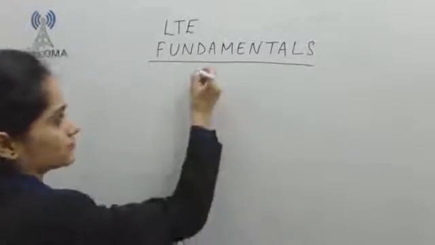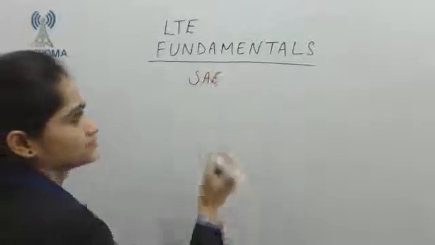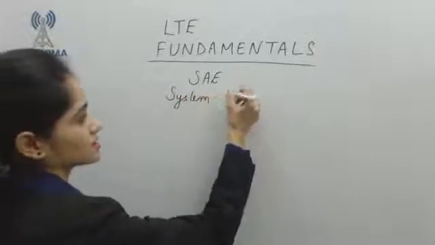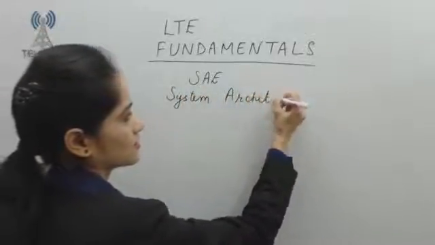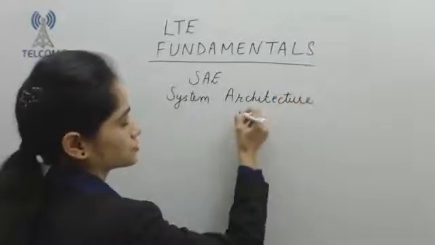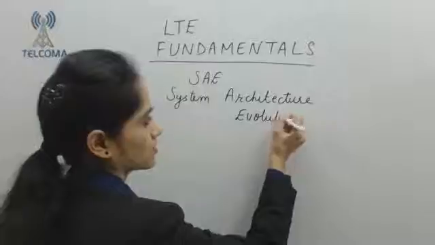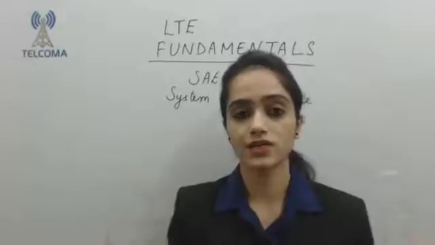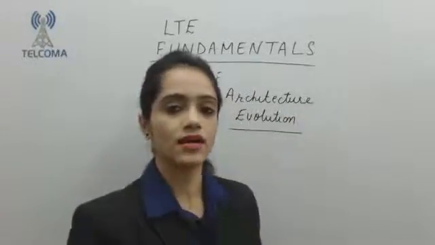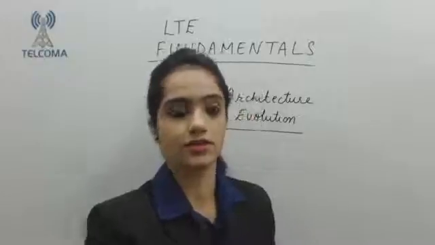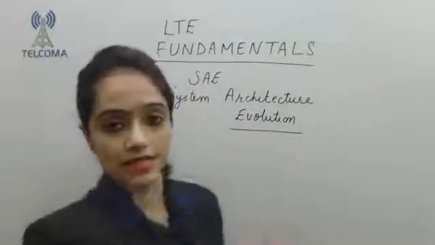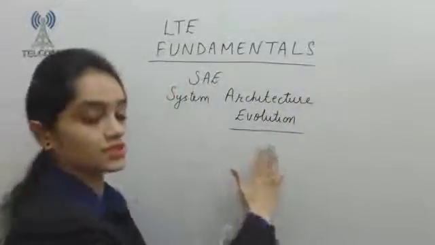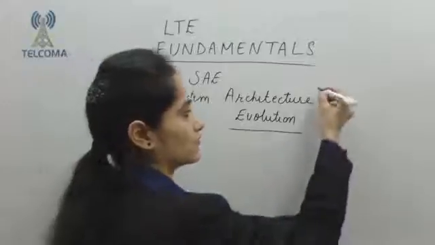That evolution of new architecture is SAE, which is known as System Architecture Evolution. Now, system architecture evolution is the evolution of the architecture of the 4G network. We are not upgrading our 2G and 3G network architecture. We are evolving a new system architecture, and that is system architecture evolution, which is there in my 4G networks.